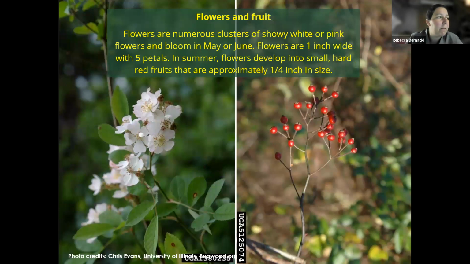Finally, talking about the fruits and flowers of this plant. Flowers are going to be numerous clusters of showy, usually white, but sometimes pink flowers that bloom in May or June. Flowers are going to be about 1 inch wide and have 5 petals. In summer, the flowers are going to develop into small hard red fruits that are about 1/4 inch in size, as we can see on the right here.